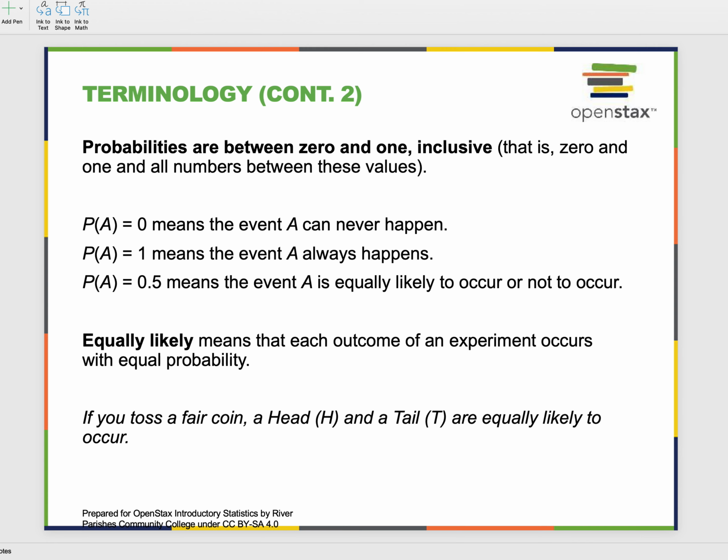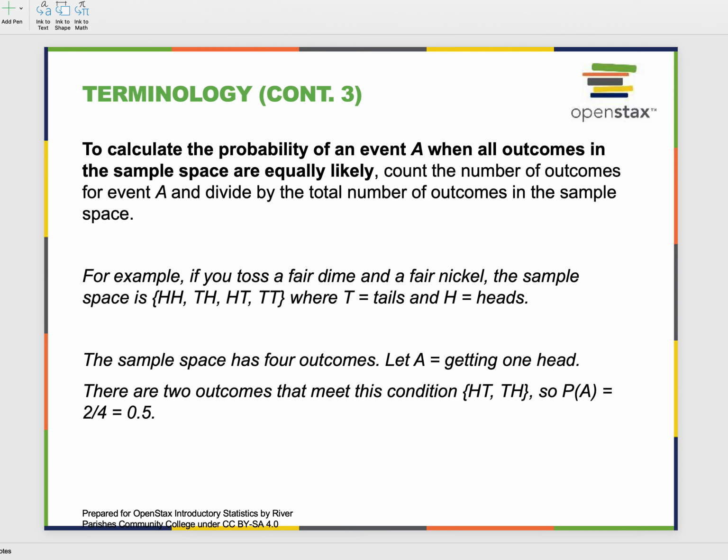Equally likely means that each outcome of an experiment occurs with equal probability. If you toss a fair coin, the probability of head and the probability of tail are equally likely to occur.